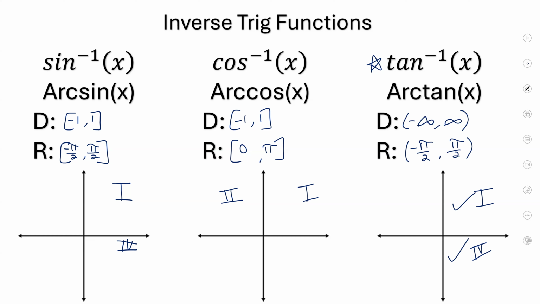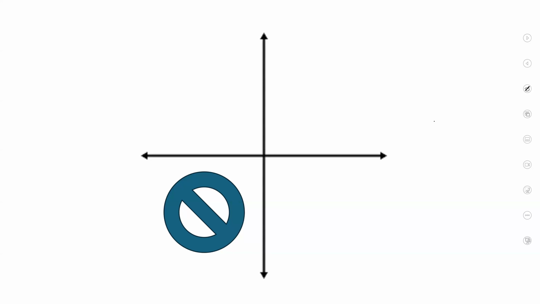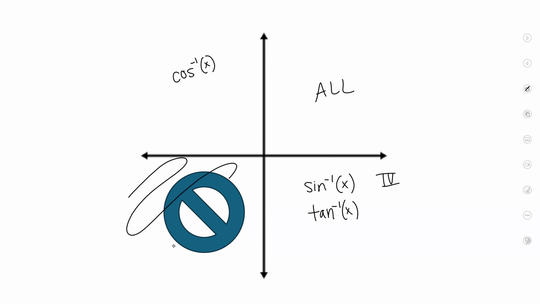So the important thing to know, the inverse of cosine exists here. The inverse of sine exists in the fourth quadrant, and so does the inverse of tangent. And they all exist here. Nothing exists in the third quadrant for the inverses. It's either the first quadrant, the second quadrant, or the fourth quadrant. So, knowing where they exist, let's go ahead and start evaluating.